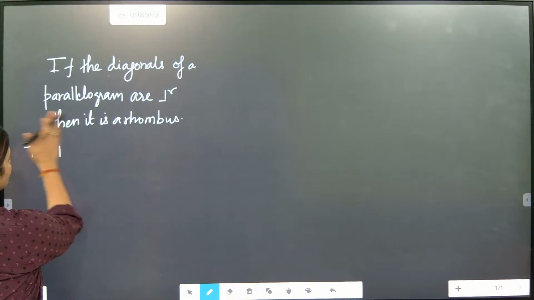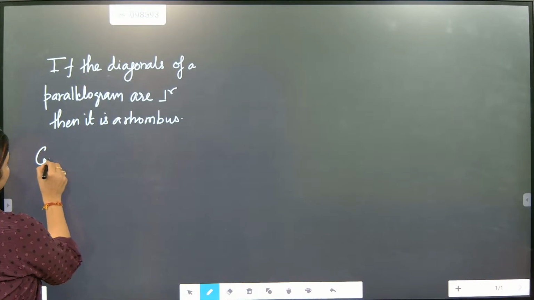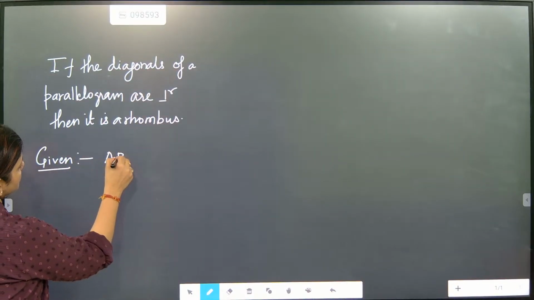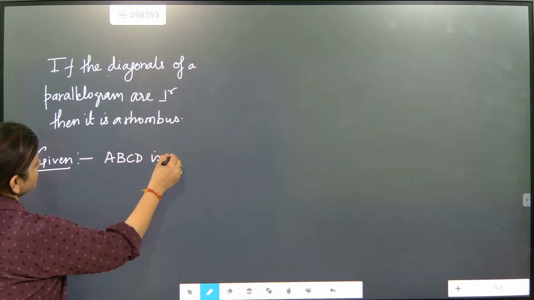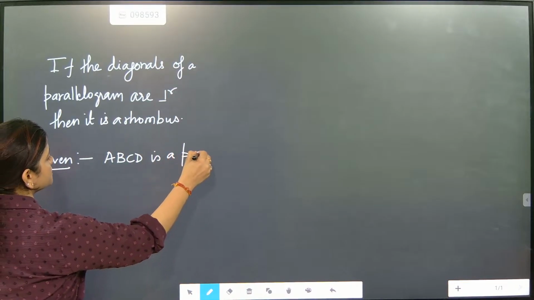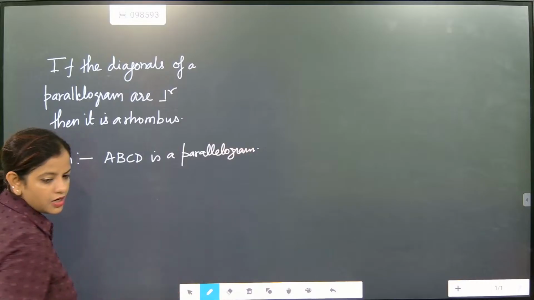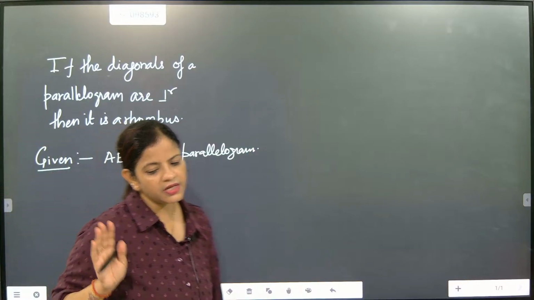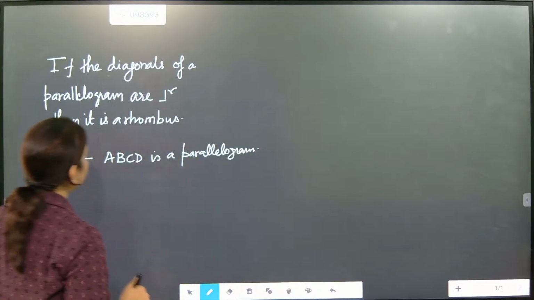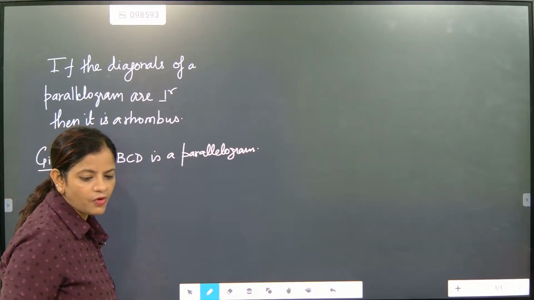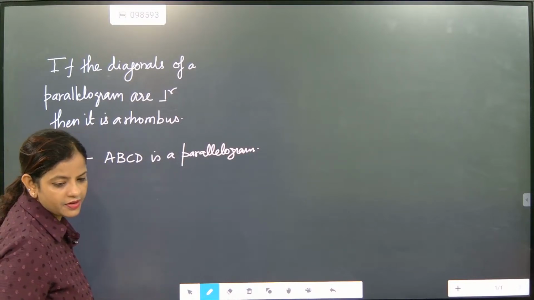So what is given to you? The given section is: ABCD is a parallelogram. What is given? ABCD is a parallelogram. So if it is a parallelogram, all properties of a parallelogram will be there.